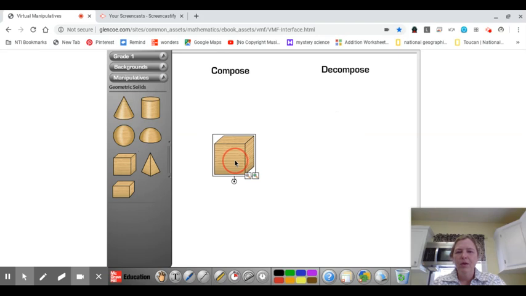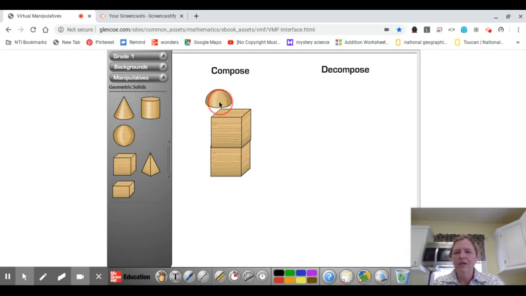And the fun thing about composing shapes is you can also make pictures. And you can do that on your own at home. You can draw a picture of something made out of geometric shapes. I'm going to make a really tall tower with a rounded top. You see my tower? How cute. How fun is that?